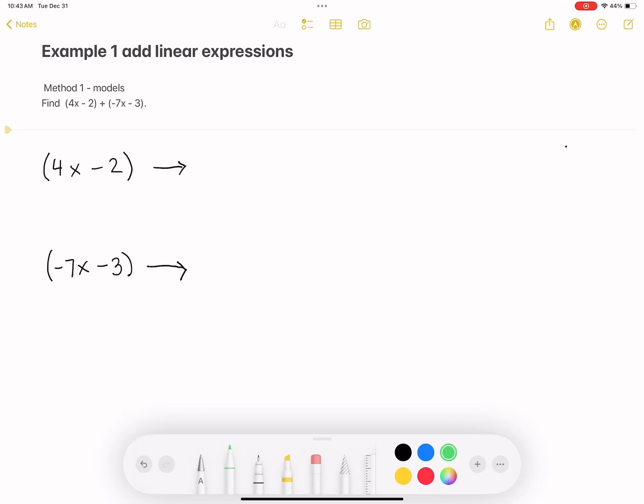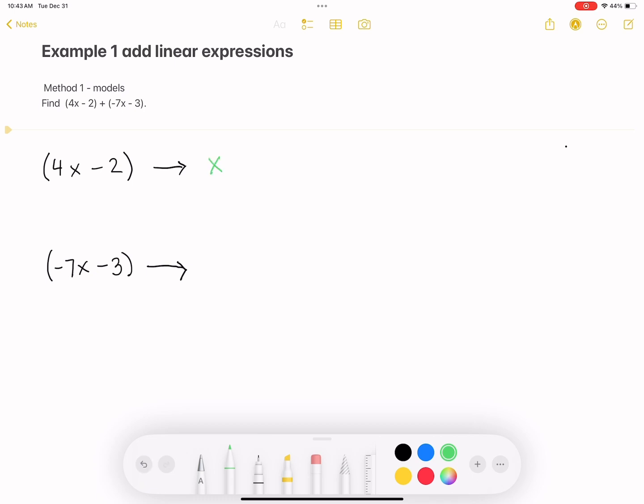In today's lesson, we are going to learn how to add linear expressions. The first method is using models. We need to find 4x minus 2 plus negative 7x minus 3. I'm going to rewrite them below like so, and then I'm going to create models.